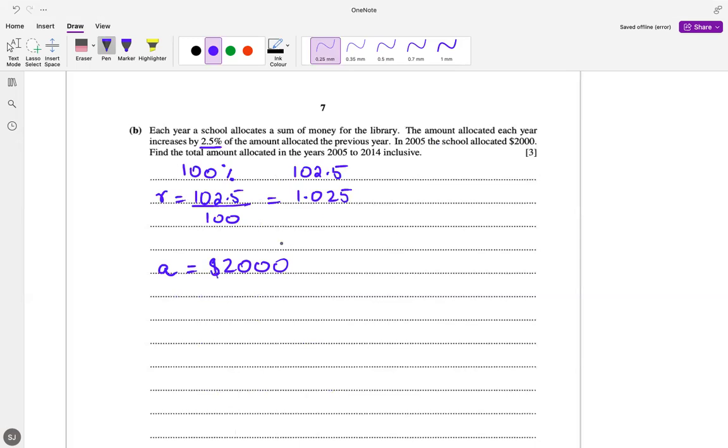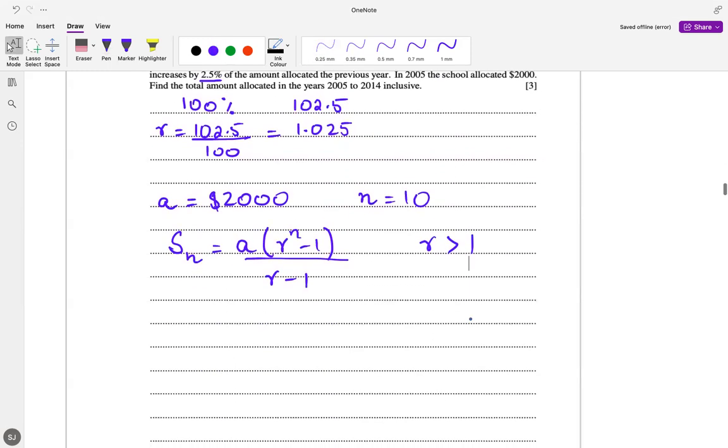Now, one common mistake that students tend to make is they subtract 2005 from 2014 and they get the number of years as 9. However, if you also include the year 2005, we realize that the total number of years will be 10. So the value of n is basically 10. In this case, we have the common ratio. To find the sum, we know that the formula is a into r to the power n minus 1 upon r minus 1 when r is greater than 1.